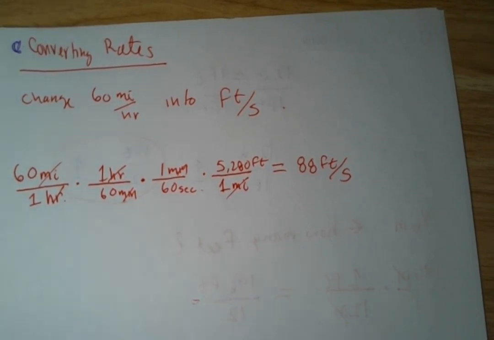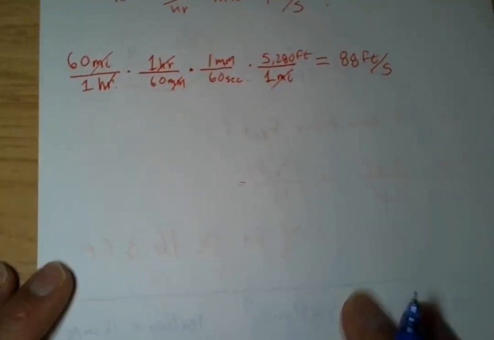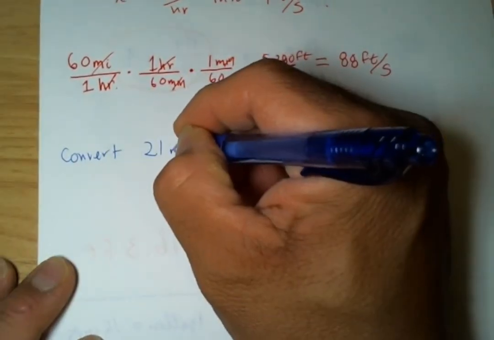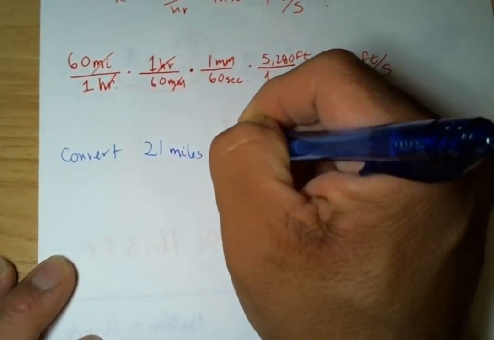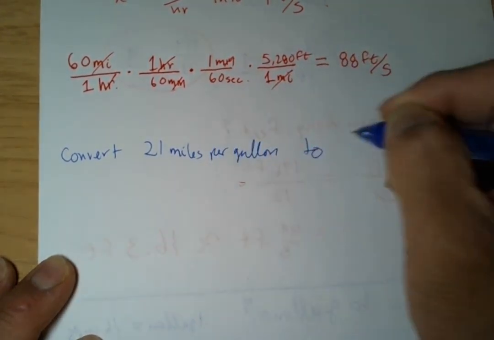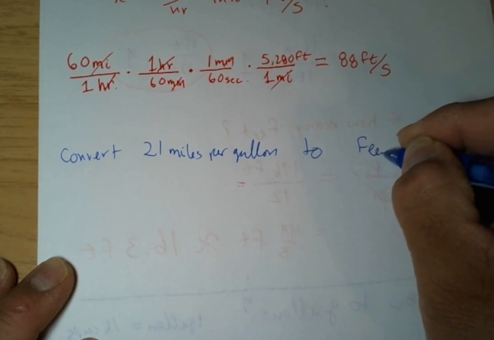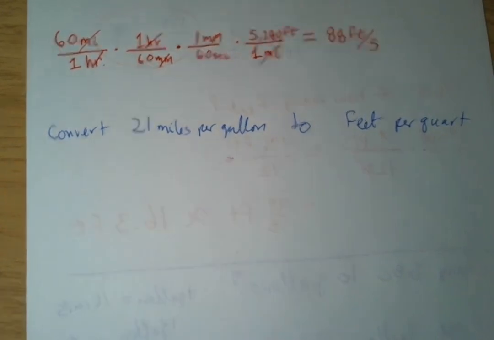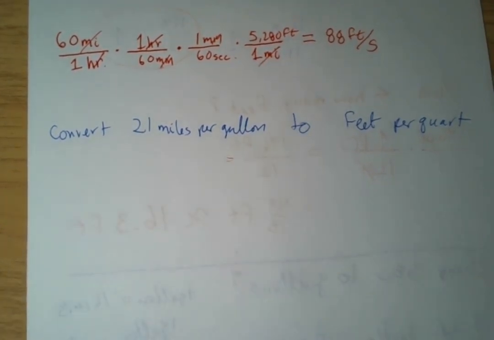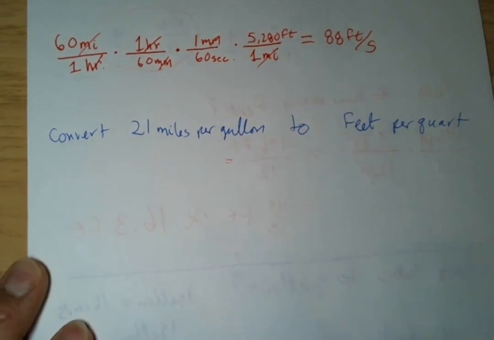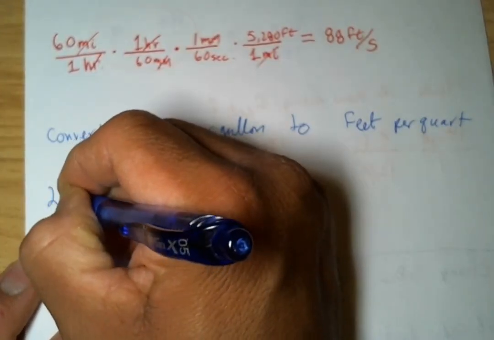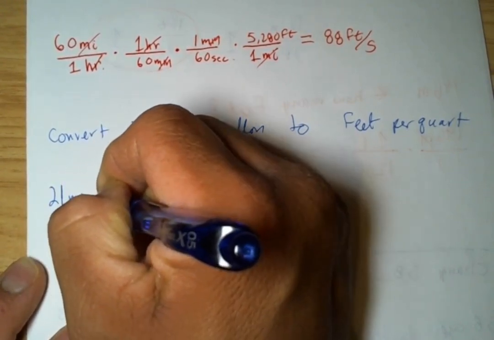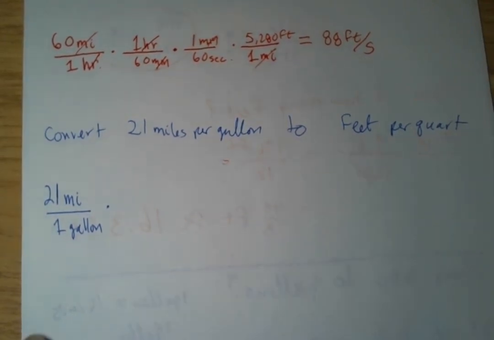All right, let's take a look at one more. So here, let's say I want to convert 21 miles per gallon to feet per quart. Okay, so now again we have a rate, and I want to convert the units in this rate. So we'll start off again with 21 miles per 1 gallon, and I want to get this into feet per quart.